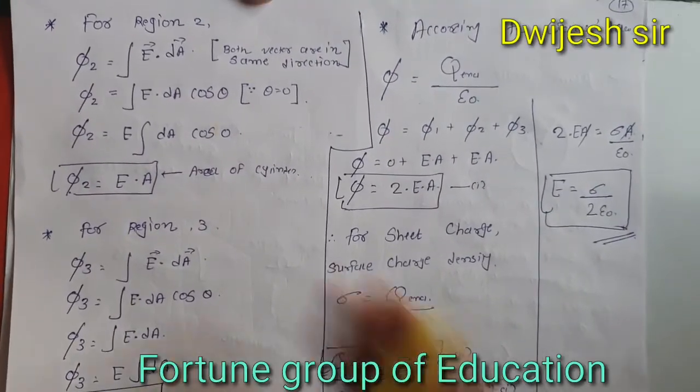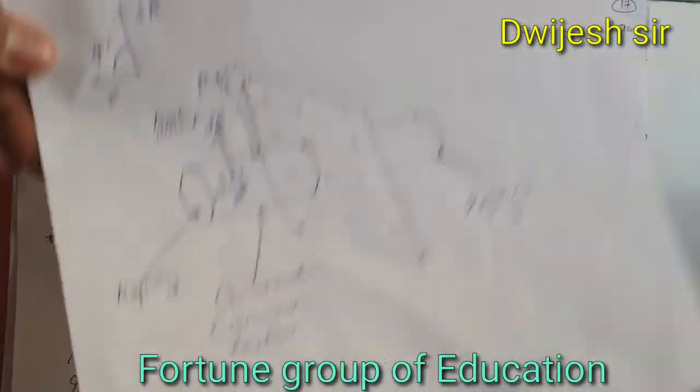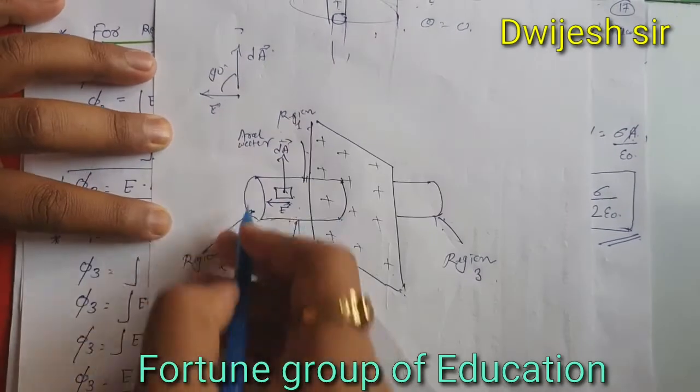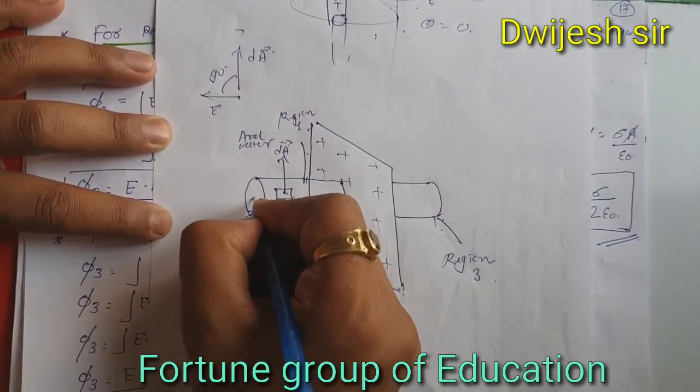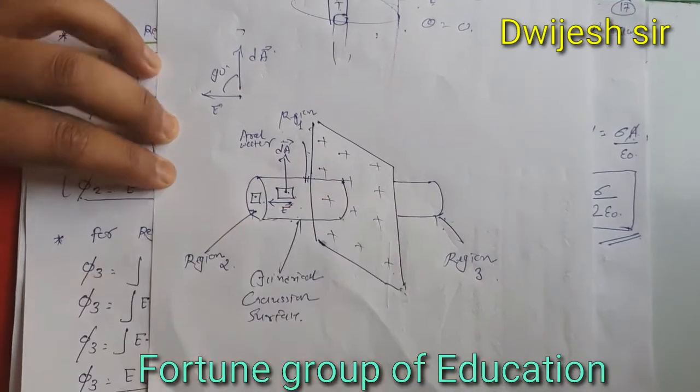Now for region 2. Which is region 2? Region 2 is for this disk. I will make a figure for region 2. Now this is a point charge. Okay, now on this charge we can make a surface. It's a small surface area.